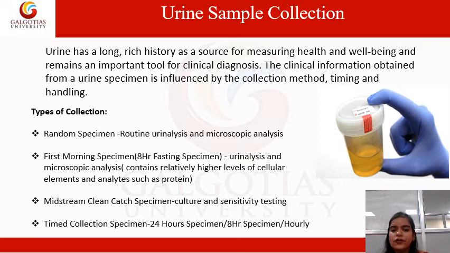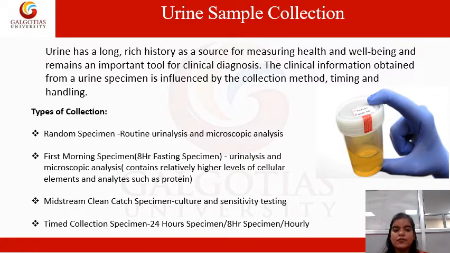So the clinical information obtained from a urine specimen is influenced by the collection method, timing and handling. So in urine, the collection method always matters, the timing always matters, like at what time you are collecting, whether it is a midstream or a pre-mid, and the handling, like after collection, how much time you are keeping it. So that handling always matters. So let's just talk about what type of collection we can do in urine.